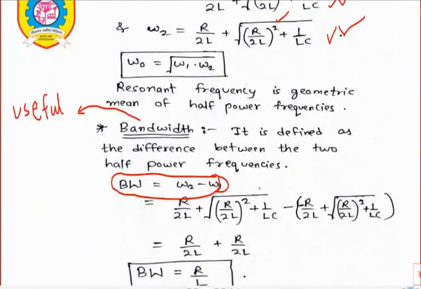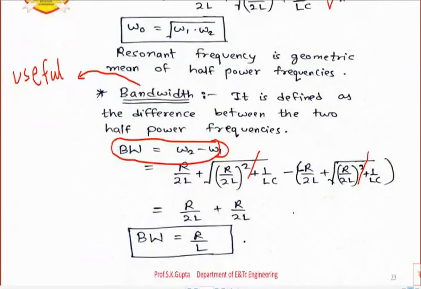Then this term and this term get cancelled out. I will be left with R by 2L, and here minus minus becomes plus. So R by 2L plus R by 2L. So bandwidth comes out as R by L. This formula you should remember: bandwidth for a series RLC circuit is R by L. And as there is no capacitance, bandwidth is independent of capacitor value. It depends only on the resistance value and inductor value, because bandwidth equals R by L.